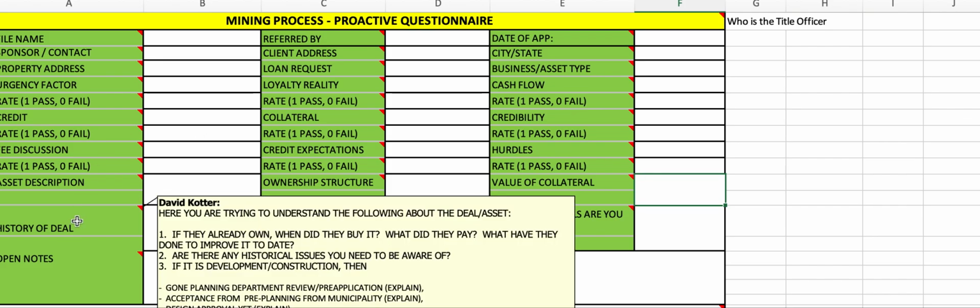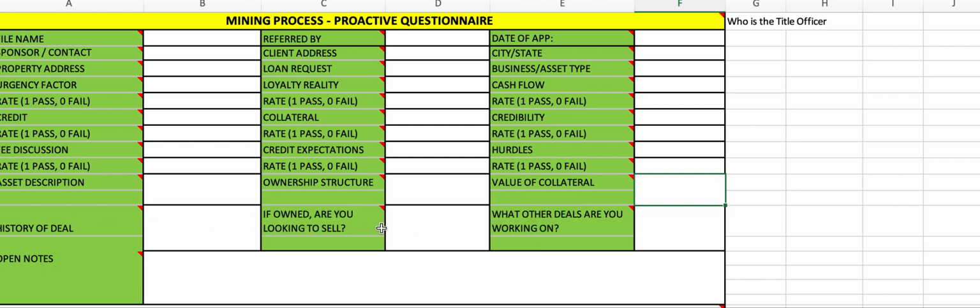History of the deal, we just want to know what happened. What's the history of the transaction? What have they done so far? Has there been improvements? Have they gotten approvals through the city if it's construction? Gone through a neighborhood hearing if there's special documentation? We just want to hear what happened, what was the history of the deal, so we can better explain it.